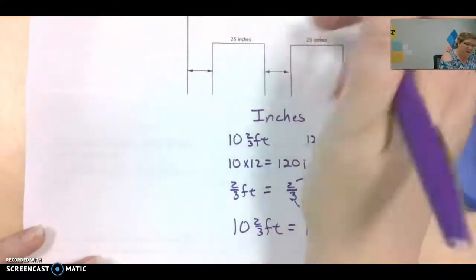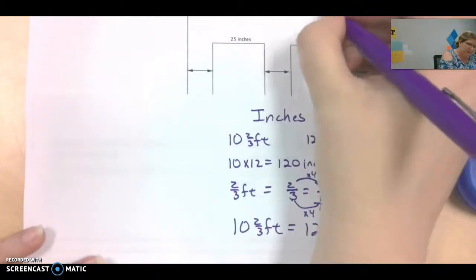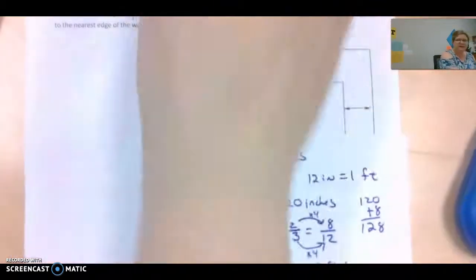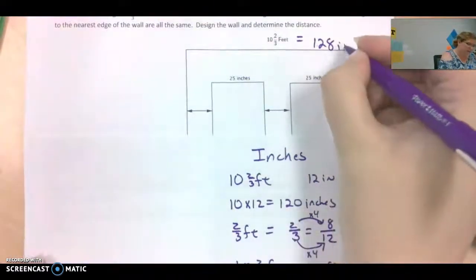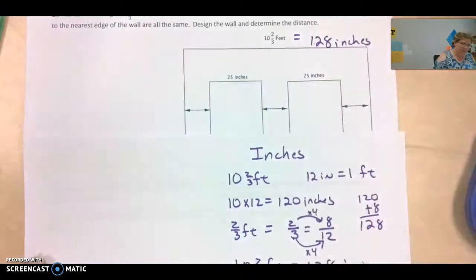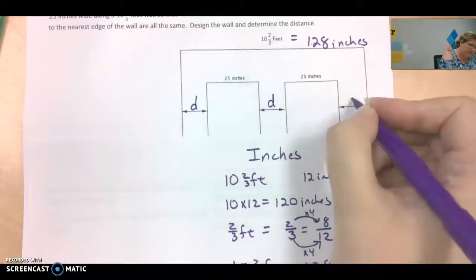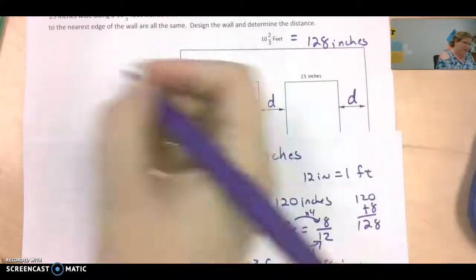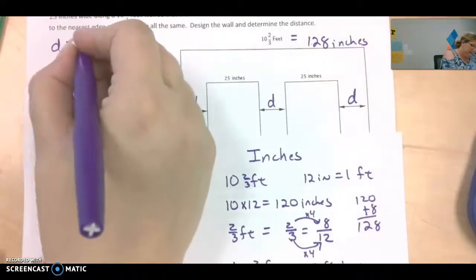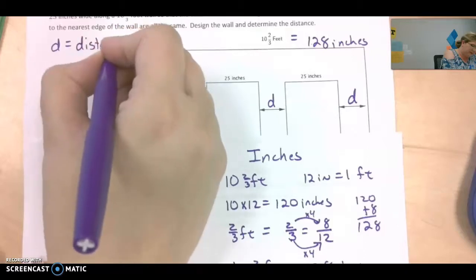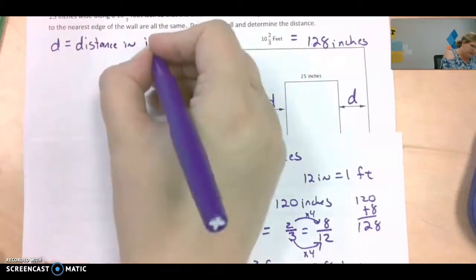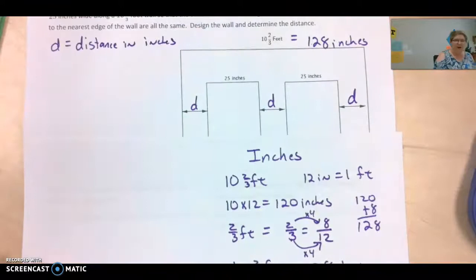So right up here, I'm going to put equals 128 inches. Alright, so I've got a distance here, a distance here, and a distance here. D equals the distance in inches.